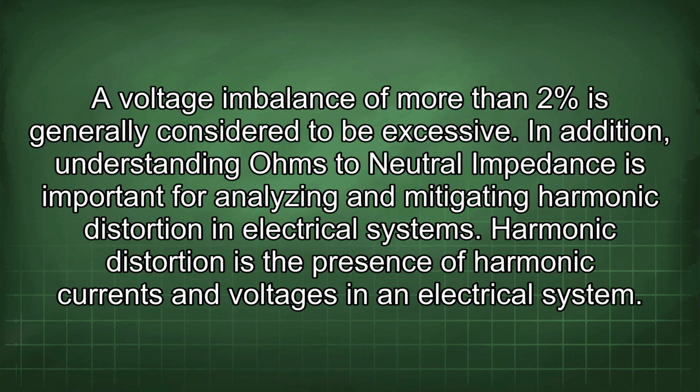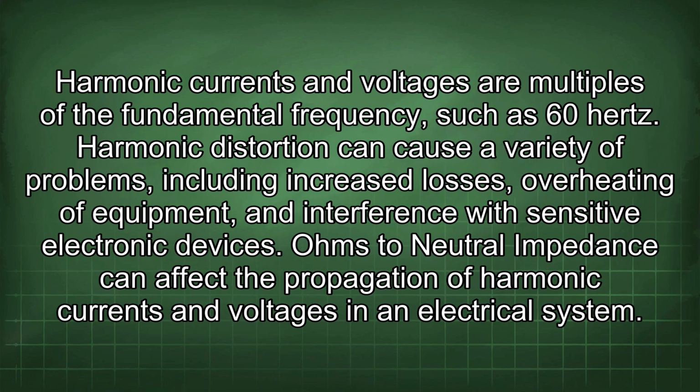In addition, understanding ohms to neutral impedance is important for analyzing and mitigating harmonic distortion in electrical systems. Harmonic distortion is the presence of harmonic currents and voltages in an electrical system. Harmonic currents and voltages are multiples of the fundamental frequency, such as 60 Hz. Harmonic distortion can cause a variety of problems, including increased losses, overheating of equipment, and interference with sensitive electronic devices.